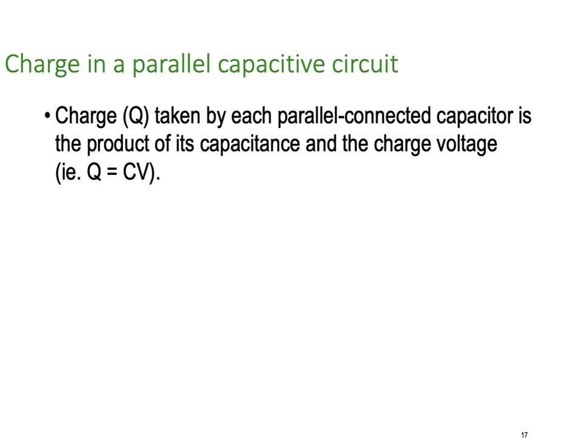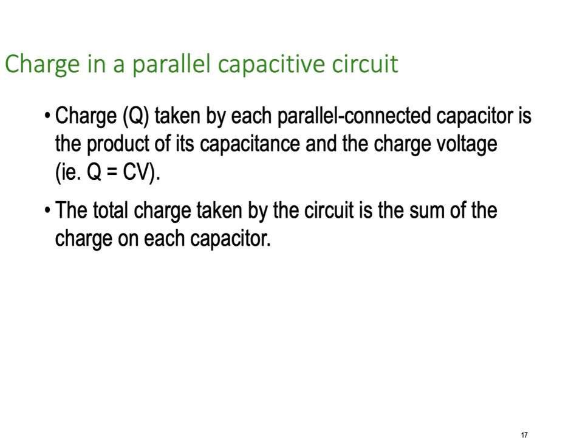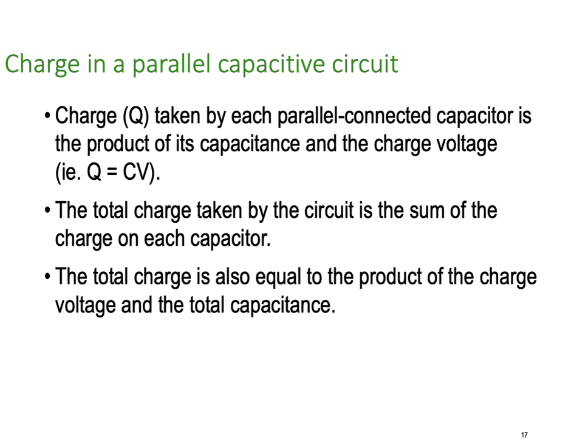Charge in a parallel capacitive circuit. Remember, the charge Q taken by each parallel connected capacitor is the product of the capacitance times the voltage. So Q equals V times C. The total charge taken by the circuit is the sum of the charge on the capacitors, so we're just simply adding up the Qs. The total charge is also equal to the product of the voltage and the capacitance, or we can just add them all up individually.